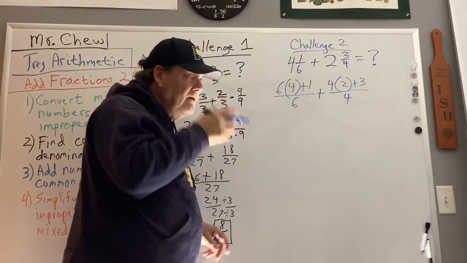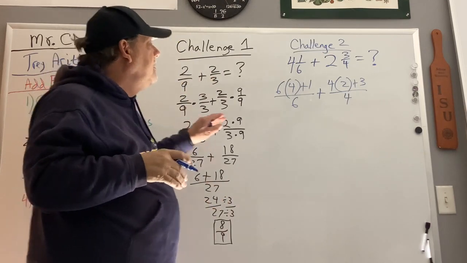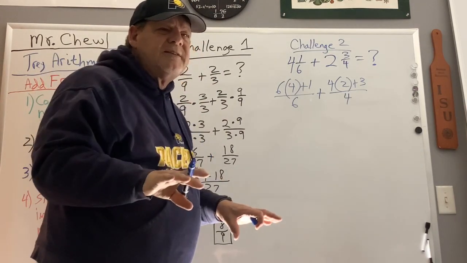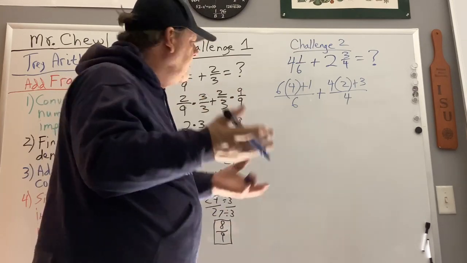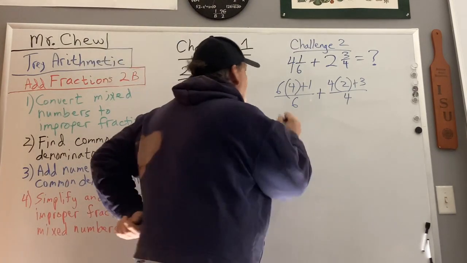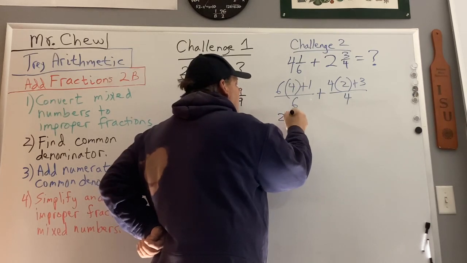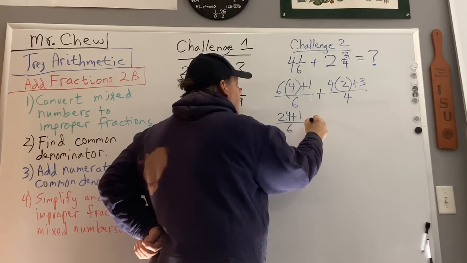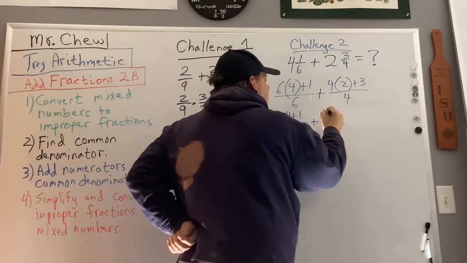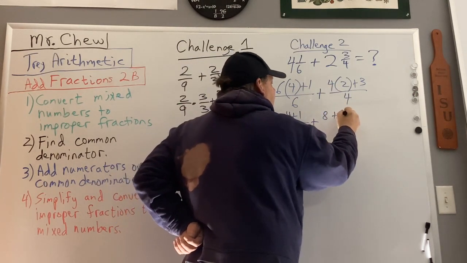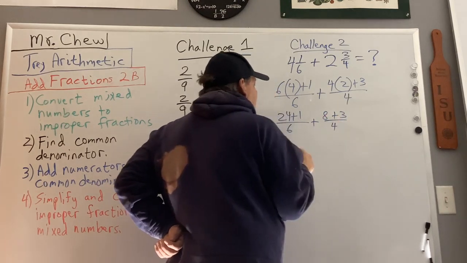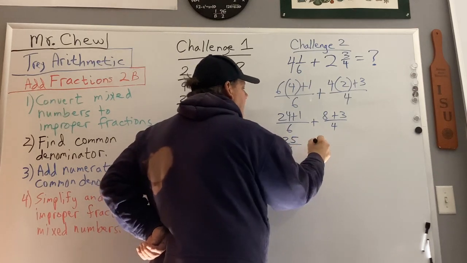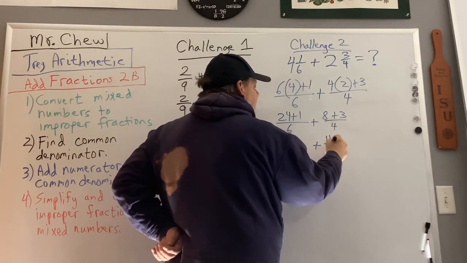Now again, just like in number 1, in number 2, you could find the least common denominator, but this lesson isn't about that. This is about just finding the common denominator. So this is 24 plus 1 over 6 plus 8 plus 3 over 4. So this ends up being 25 over 6 plus 11 over 4.